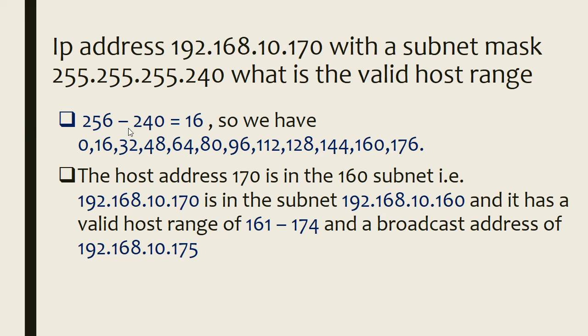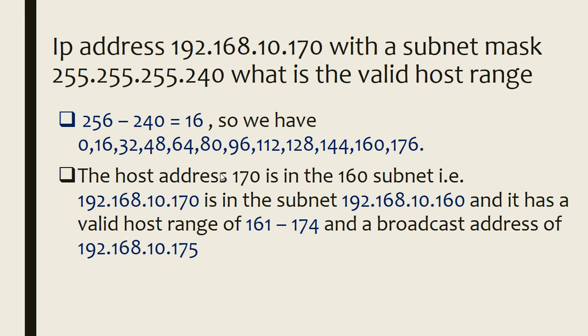So I'm going to subtract 240 from 256. I'm having 16. So what are the subnets I have? I have subnet 0, 16, 16 plus 16 is 32, 32 plus 16 is 48, 48 plus 16 is 64, 64 plus 16 is 80, and so on to 176. And it still continues from here. It's not stopping at 176. It still continues.